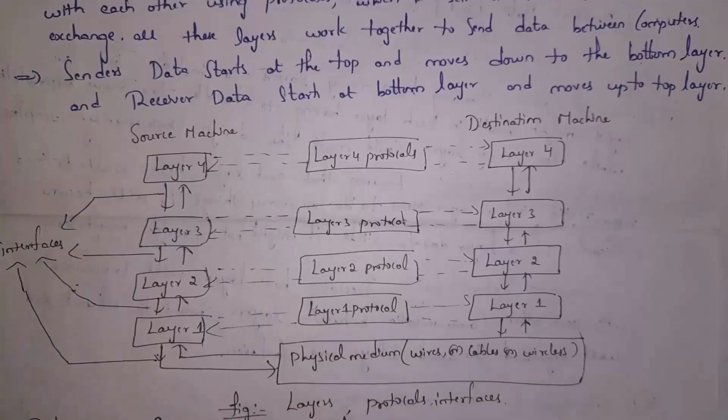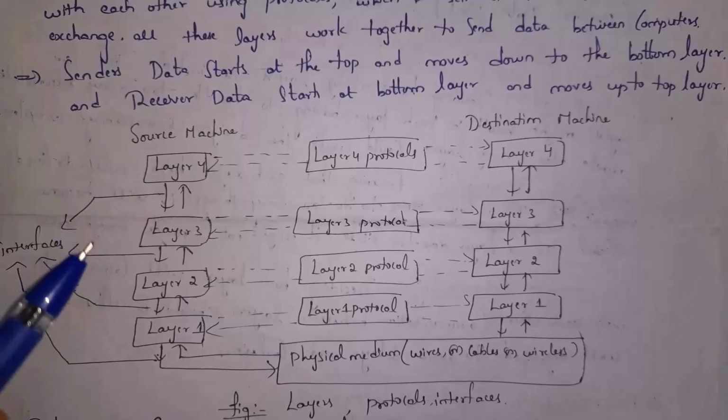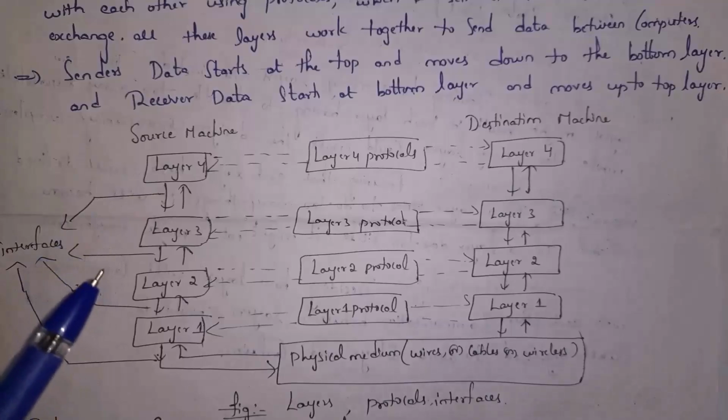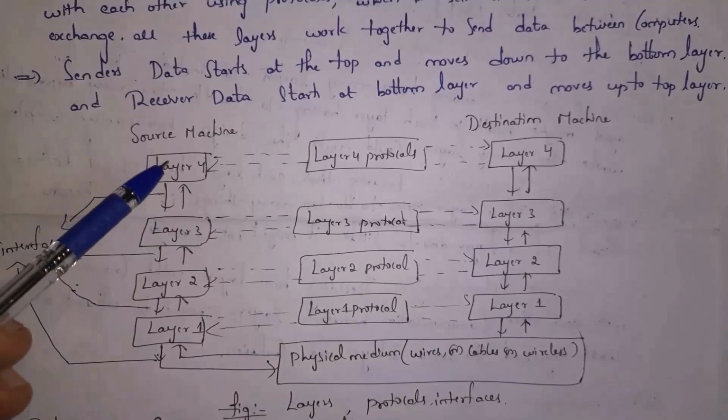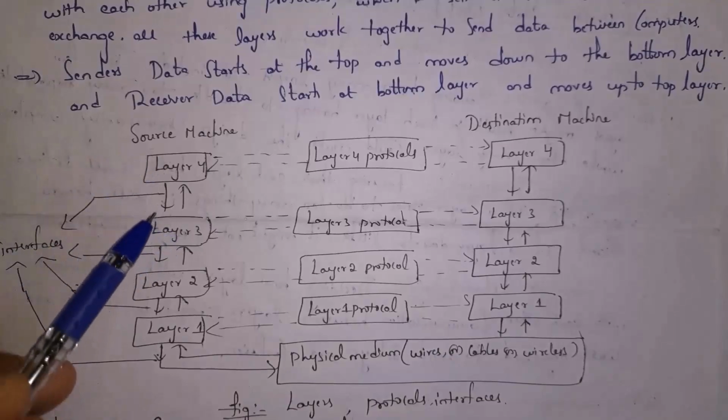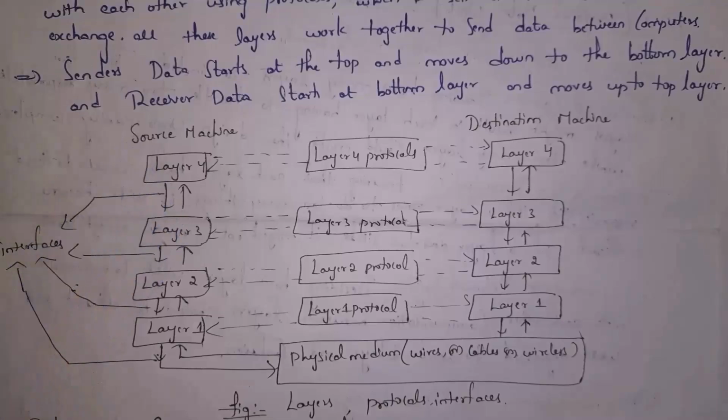For example, one layer will find the best route to send data, one layer will handle errors, and one layer will provide security. Like that, each layer will perform certain tasks, and whatever work is done by one layer is useful to another layer. For example, if this layer finds the best route, then this layer need not do that because it is already done by layer 4. So each layer will provide a service that is useful to other layers.